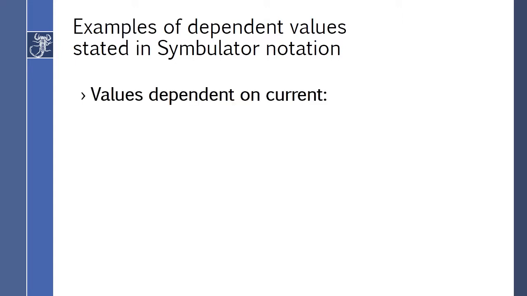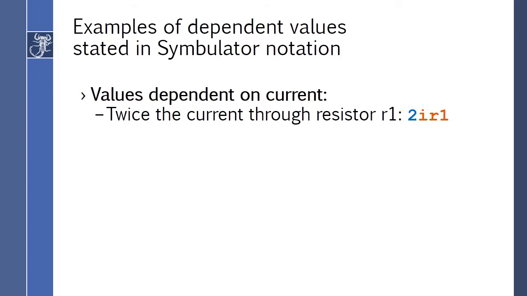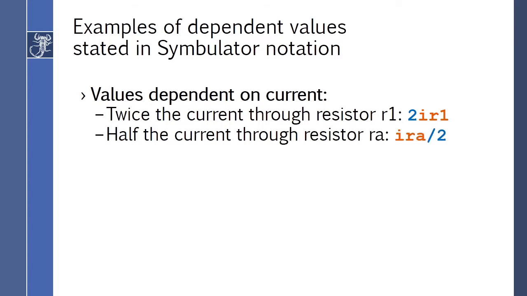For example, let's see if the value is dependent on current. As you know, for every resistor we have in Symbulator, there will be a variable created called I and the name of the resistor, which is going to have the current of that resistor flowing from the first node to the second. So let's say that there is a source whose value is twice the current through a resistor called R1. In that case, the value for that source would be described as 2IR1. What if the value for the source is half the current through a resistor RA? Well, we would say the value is IRA divided by 2.